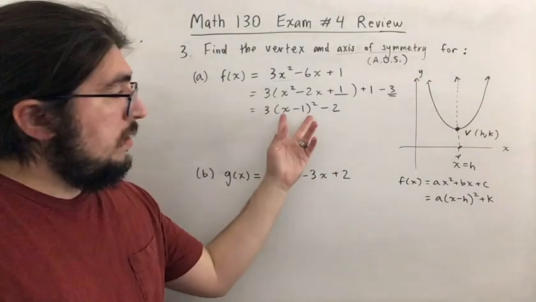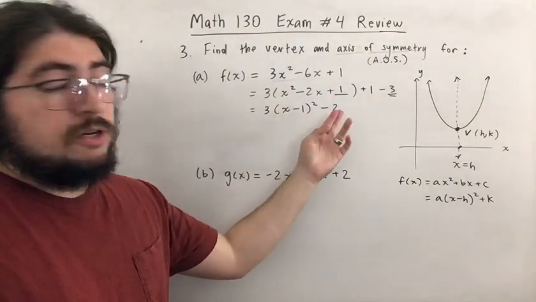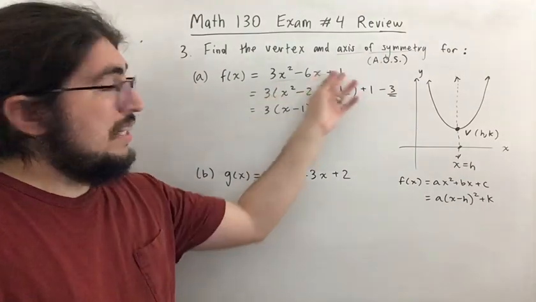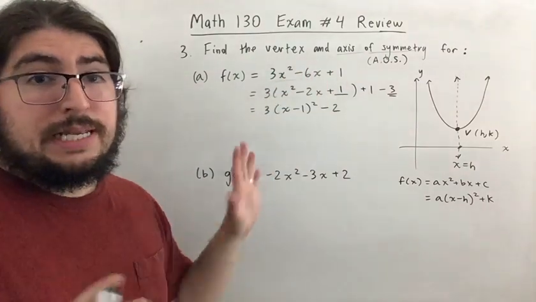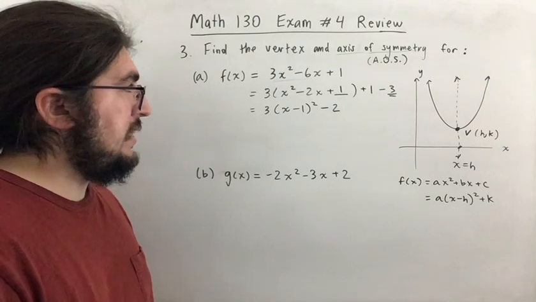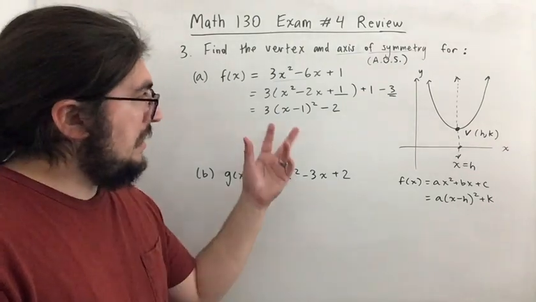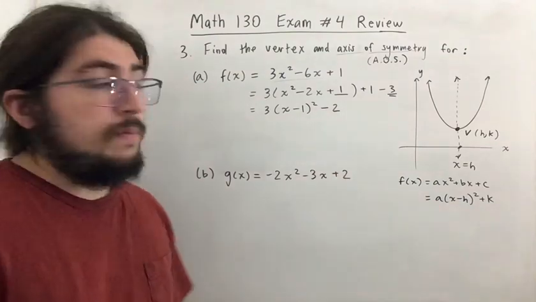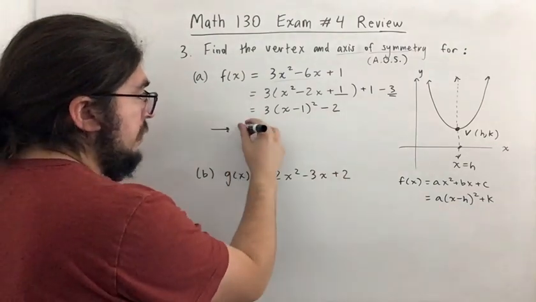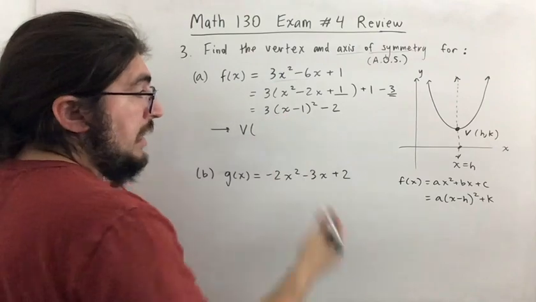So if you actually FOIL this out, distribute the 3, and then combine the constant term with negative 2, you will exactly get these 3 terms. So it is the same. I haven't pulled anything crazy up my sleeve. But what is kind of crazy is that already we're in the vertex form. And we can tell right away that the vertex is h comma k.